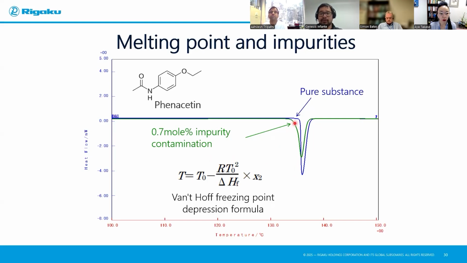To quantify that impurity, if you don't know what it is or how much impurity is in there, we can use the Van't Hoff freezing point depression formula. T0 is essentially the melting temperature of the pure substance. R is the gas constant, and ΔHf is the molar heat of fusion of the pure substance. What you're looking for here is X2, which is essentially the amount of impurities as a mole fraction. And T is the temperature at which the impure version melted.